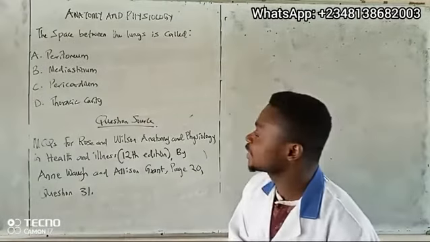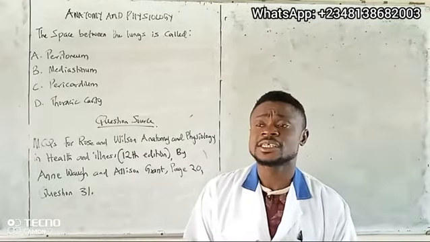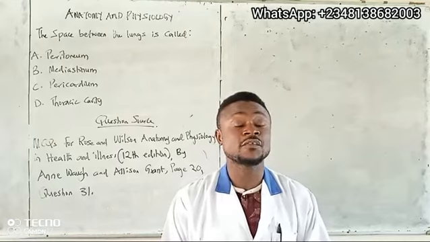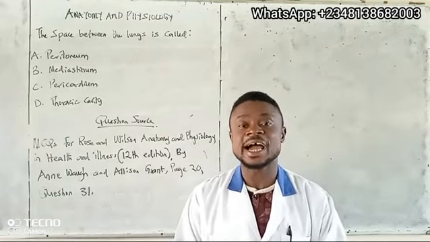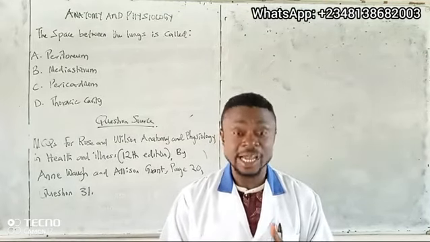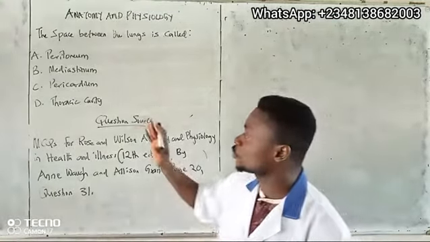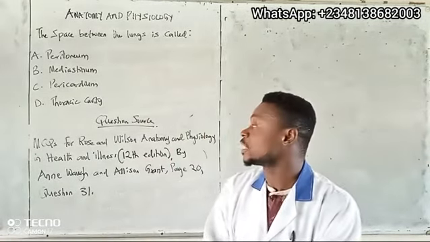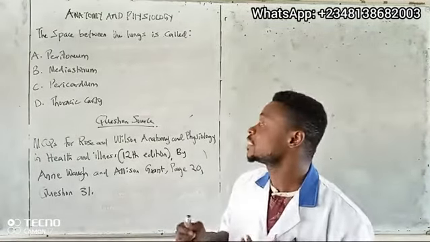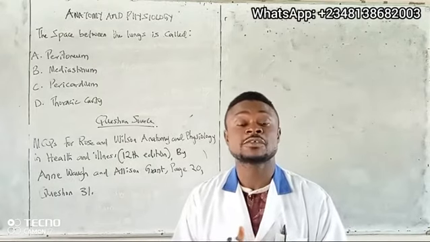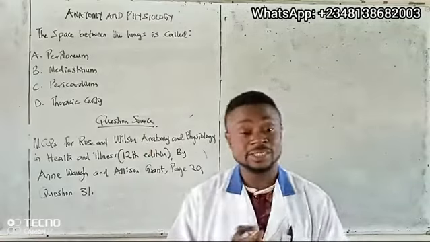D says thoracic cavity. What is thoracic cavity? Thoracic cavity is one of the four body cavities. The other three are the cranial cavity, the abdominal cavity, and the pelvic cavity. Now let's go back to the thoracic cavity for one or two explanations. The thoracic cavity is located at the upper part of the trunk.